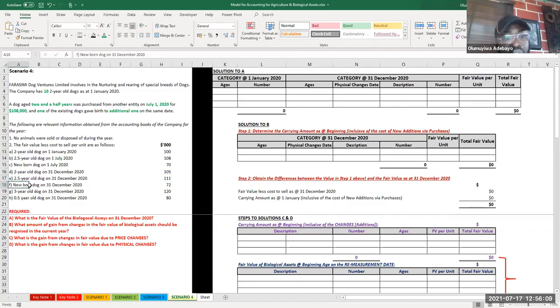A newly born dog, as at the end of the year, is valued at $72,000. A 3-year-old dog, as at the end of the year, is valued at $120,000. A 6-month-old dog, which is half a year, as at the end of the year, is valued at $80,000. Now the question is, what is the fair value of the biological assets as at the end of the year? Now, the first thing we need to do is that as at the beginning of the year, I only have a 2-year-old dog.